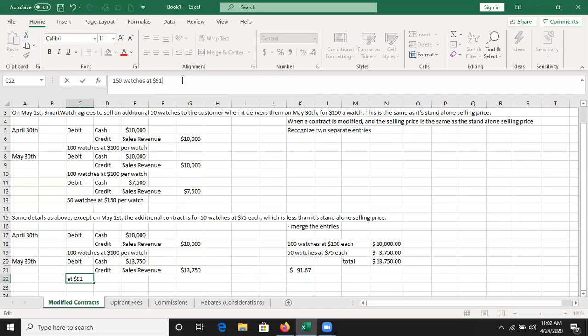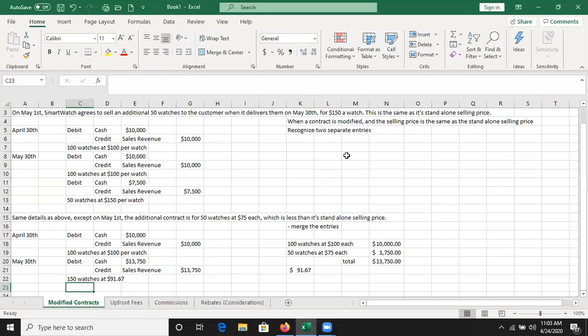So the big thing with this is kind of just identifying when you look at your journal entries, you know, when management looks to see how things are going, maybe your sales manager, they're seeing what are they getting per watch based on the sales. And this is how GAAP says you have to show it based on, is it the same as the standalone selling price?